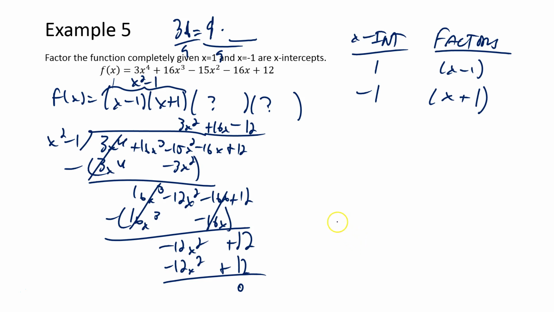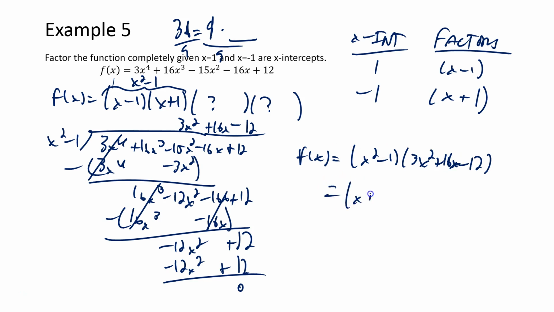So they asked me to completely factor. What I've got right now is I know f of x is equal to x squared minus 1 times our quotient here, 3x squared plus 16x minus 12. And good thing our remainder was 0, because it should have been, because they told us they were x-intercepts. So now I have to factor this last part.